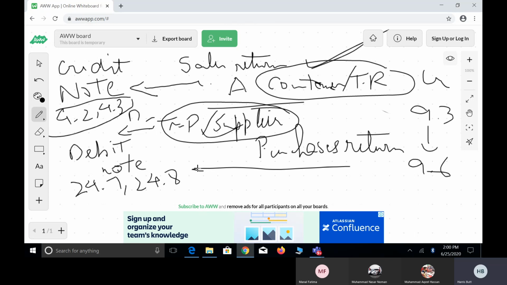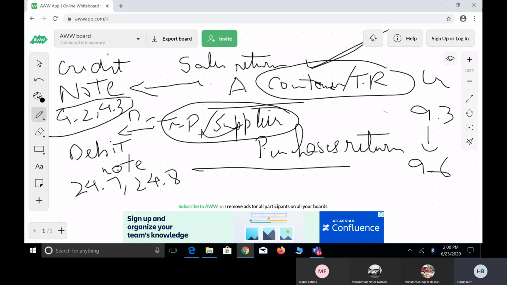So credit note and debit note are used for the return of goods. They are business documents, but we will issue credit note and debit note with this concept: in the entry of return, if the personal account is being credited, that person is returning the goods, so we will issue a credit note. If that person is being debited, we will issue a debit note.